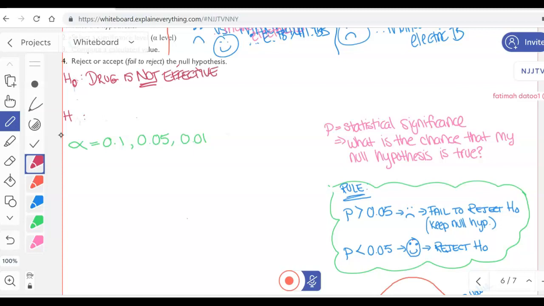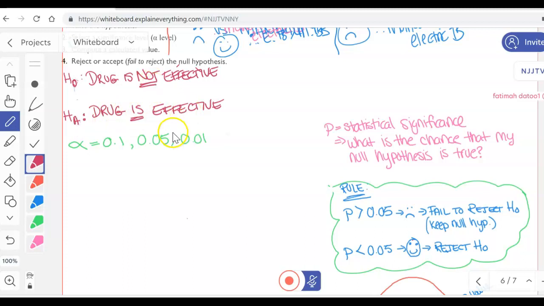Okay, and then the other hypothesis is known as the alternate hypothesis, also known as the research hypothesis or your actual hypothesis, is that we're going to conclude, or we're going to hope rather, that the drug is effective. Okay, so again, the null hypothesis is where you have the word not in it, so not effective. Your actual or alternative or research hypothesis is that the drug is effective.